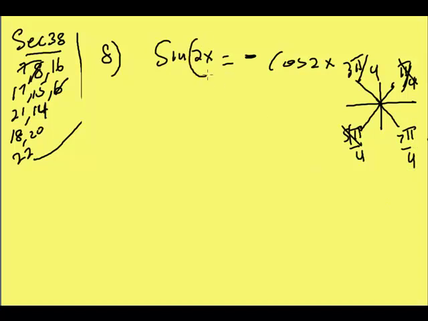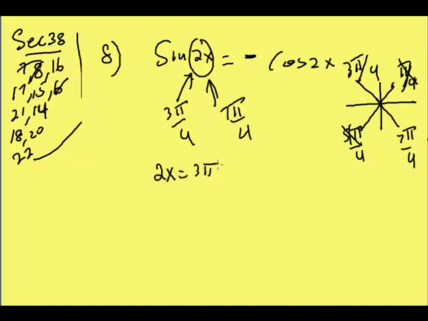Okay, that means this can either be 3 pi fourths or 7 pi fourths. Then it's going to satisfy this equation. But remember, this is 2x, so therefore I have 2x is equal to 3 pi fourths plus or minus 2 n pi. But look, instead of going 2 n pi, this jumps every pi. So I can take a shortcut and just write n pi.